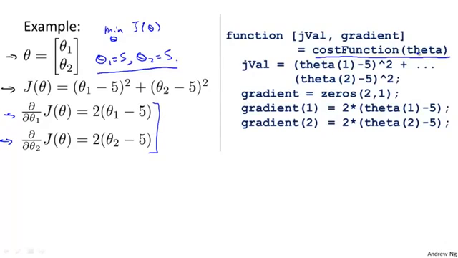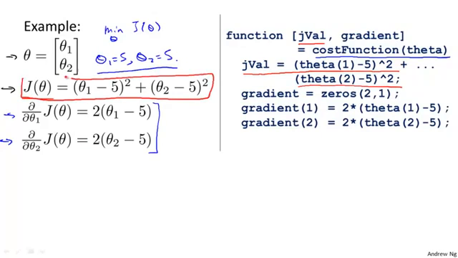And what this does is it returns two arguments. The first, jVal, is how we would compute the cost function J. And so this says jVal equals (theta 1 minus 5) squared plus (theta 2 minus 5) squared. So it's just computing this cost function over here. And the second argument that this function returns is gradient. So gradient is going to be a 2 by 1 vector, and the two elements of the gradient vector correspond to the two partial derivative terms over here.